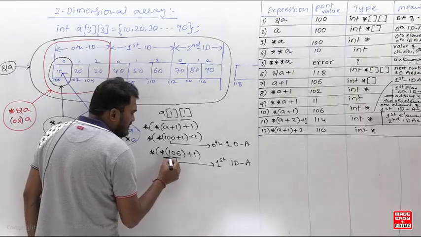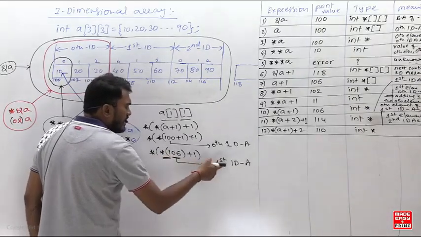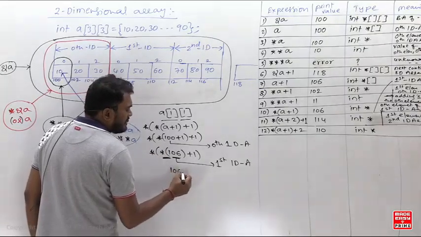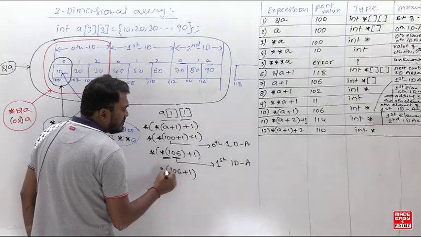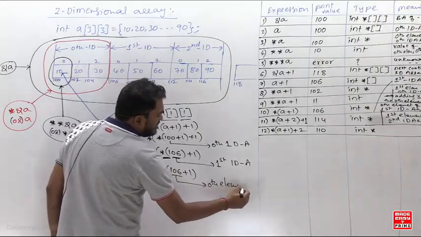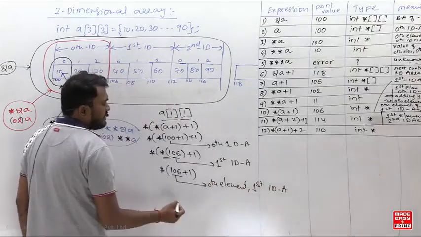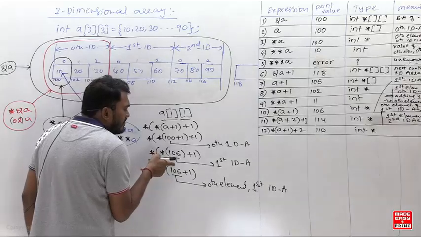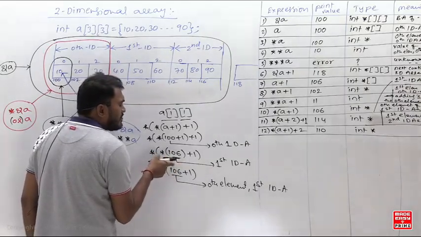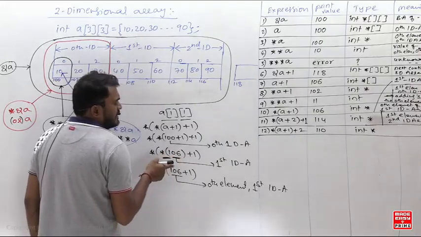If I apply the star, 106 was pointing to the first 1D array. If I apply star, this remains 106 only, but now it is pointing to what? An element. It is pointing to the 0th element of the first 1D array. It is pointing to an element now.